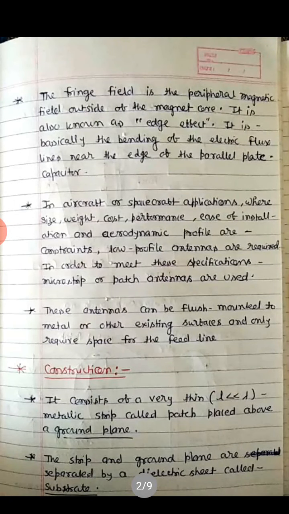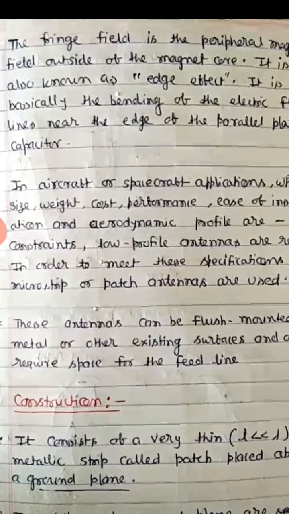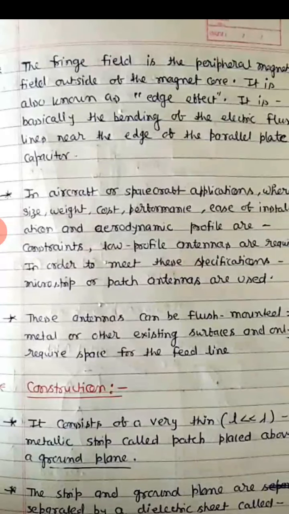Now, what is this fringing field? Basically, fringing field is the peripheral magnetic field outside of the magnetic core. It is also known as the edge effect. It is clear from this name, edge effect. It is basically the bending of the electric flux lines near the edge of a parallel plate capacitor.